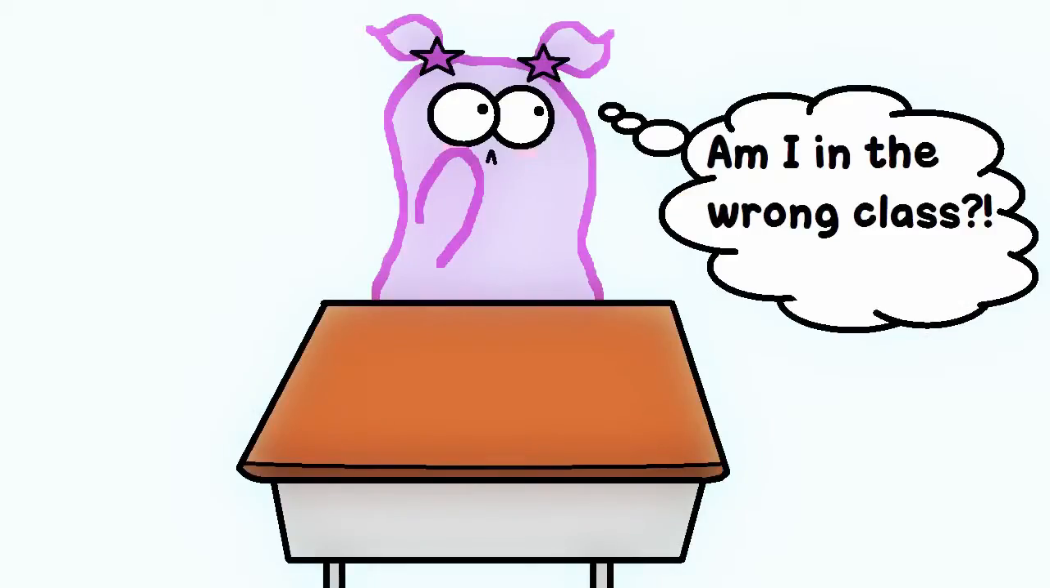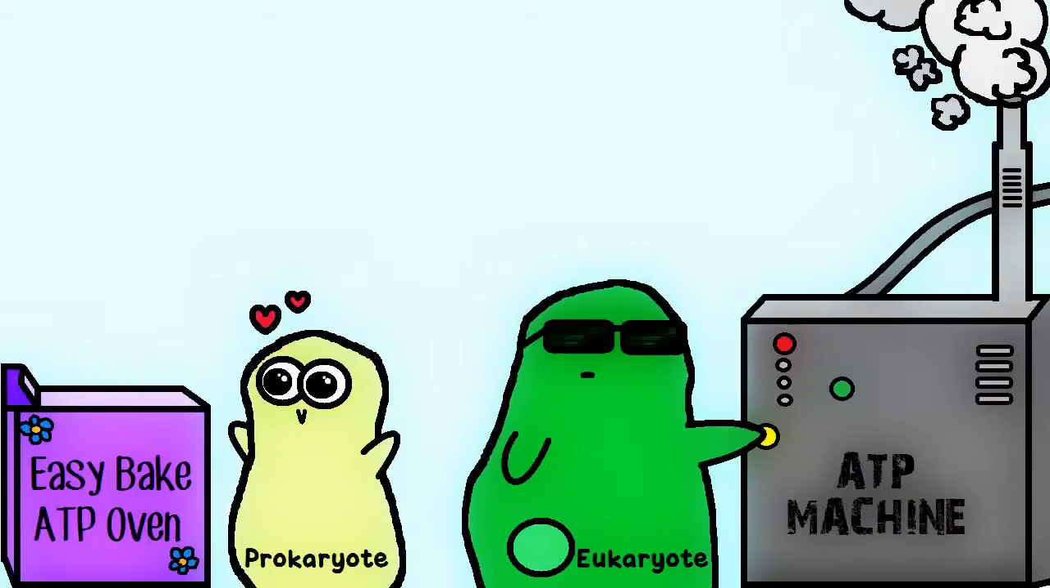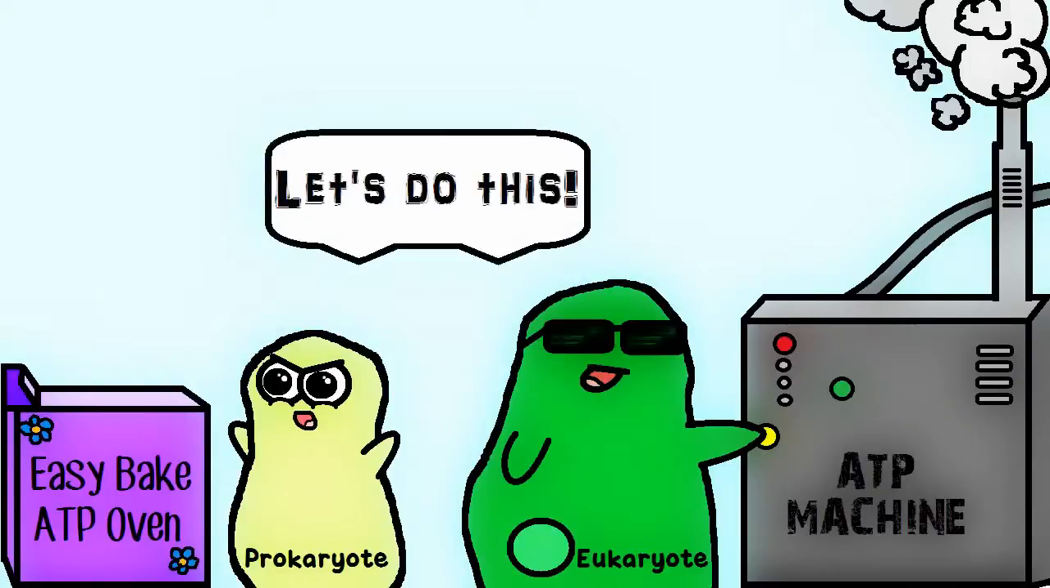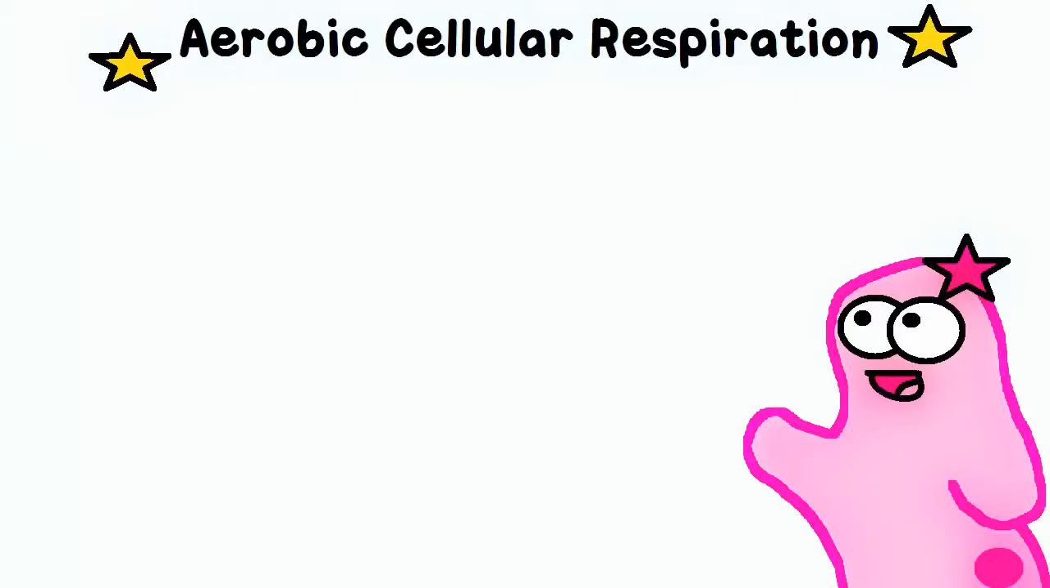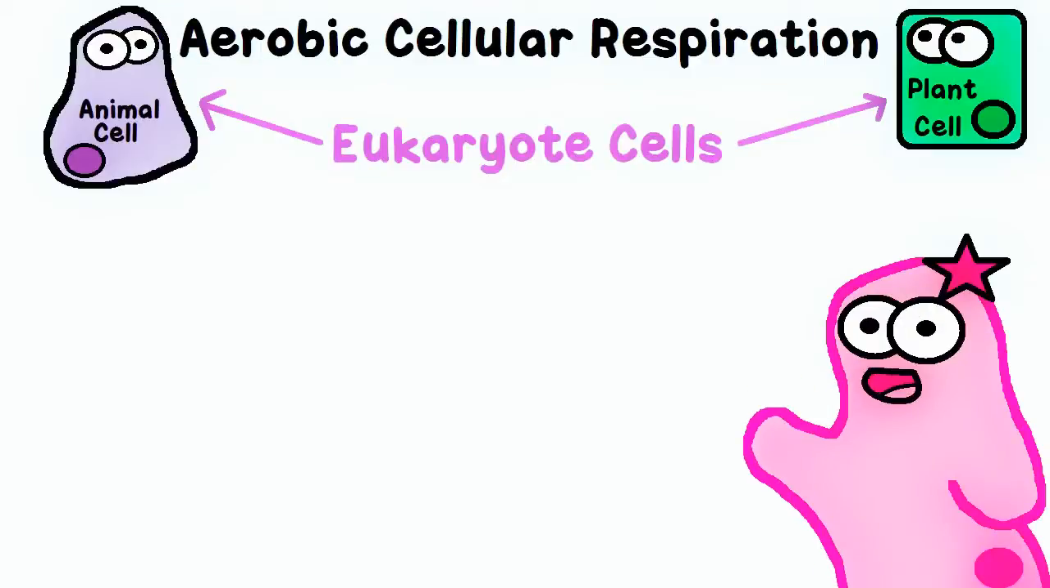So where am I going with this? Well, cells have to make ATP energy. It doesn't really matter what kind of cell you are, prokaryote or eukaryote, you have to make ATP energy. The process for making that ATP energy can be different depending on the type of cell, but you have to make ATP energy. One way that this can be done efficiently is called aerobic cellular respiration. We are going to focus on aerobic cellular respiration in eukaryote cells.